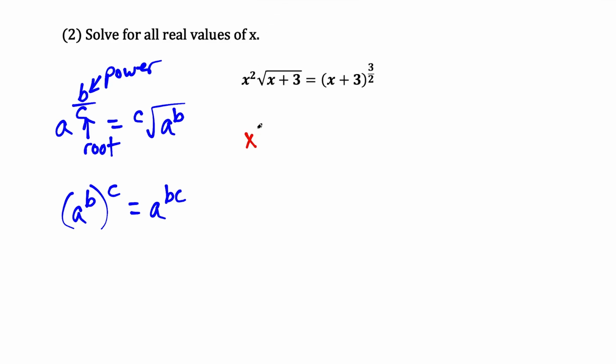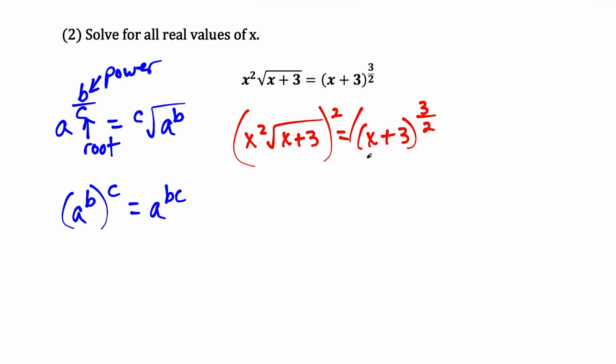So we have x squared times the square root of x plus 3 is equal to x plus 3 to the 3/2 power, and we're going to raise both sides to the second power. The reason we're doing this is because it is going to get rid of the square root, and it's also going to get rid of this denominator of 2. So x squared squared gives us x to the 4th. The square root of x plus 3 times itself is just x plus 3.